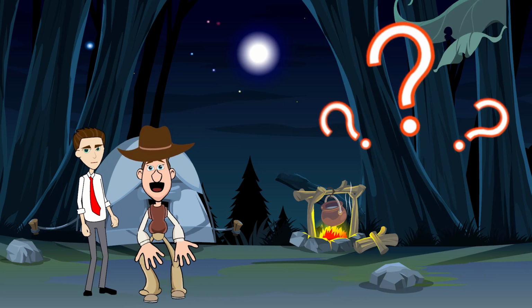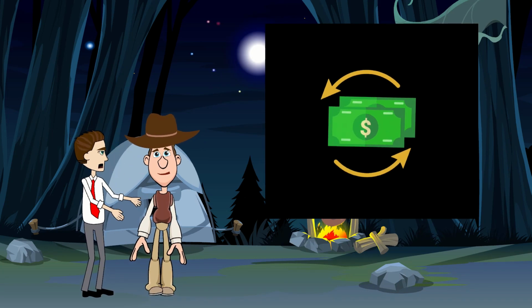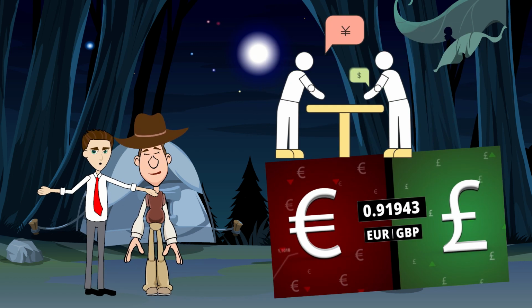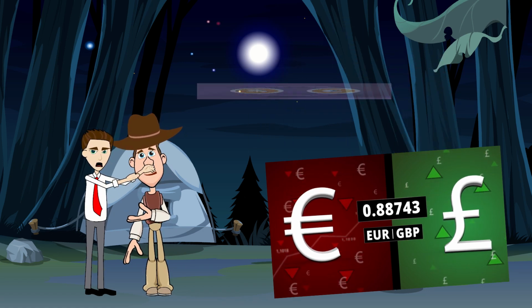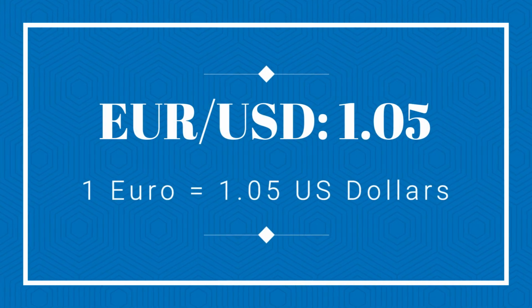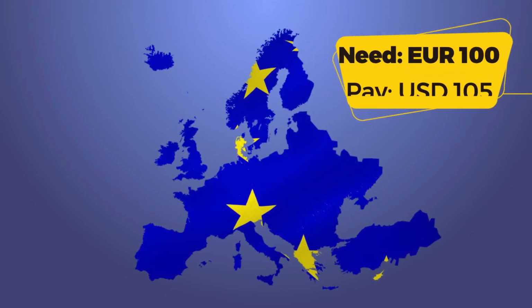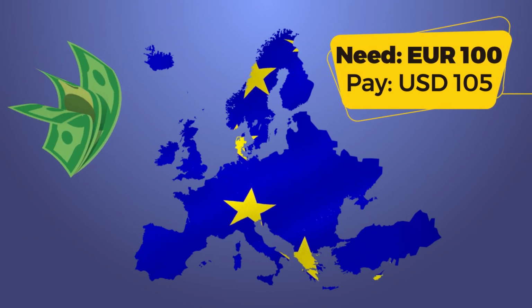What is exchange rate? Exchange rate is the relative value of one currency compared to another. It is the rate at which one currency can be exchanged for or converted into another currency, and is usually represented in currency pairs. For example, EUR USD is 1.05, which means 1 euro is worth 1.05 US dollars. So if you are traveling to Europe and need 100 euros, you'll need to pay $105.